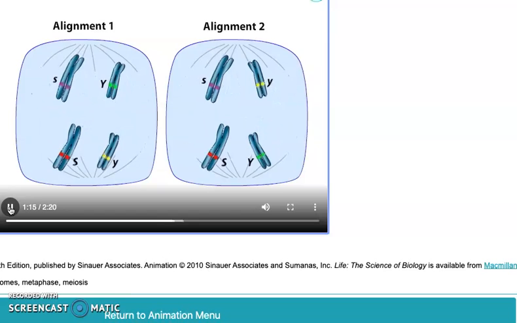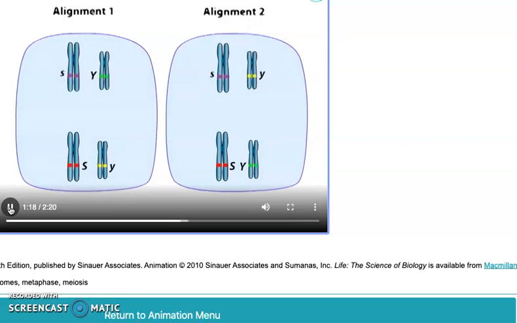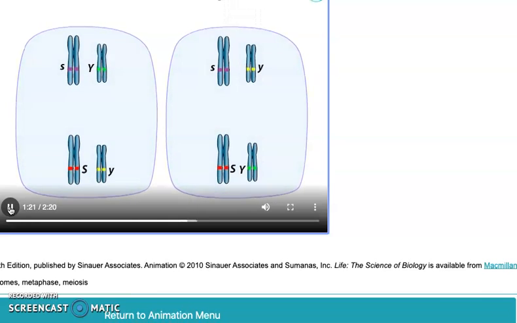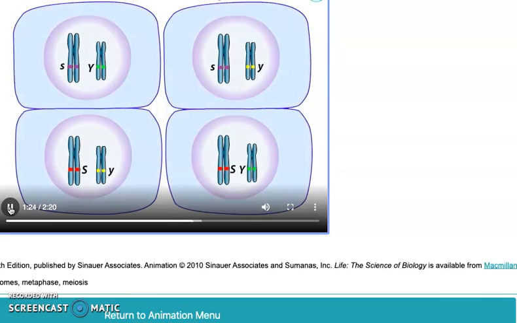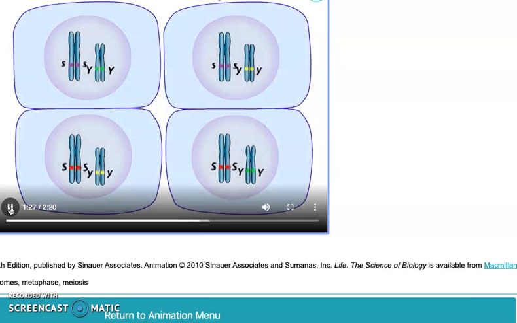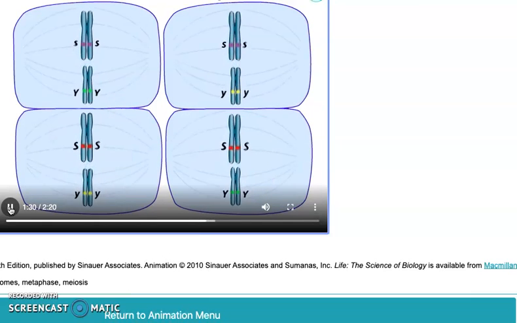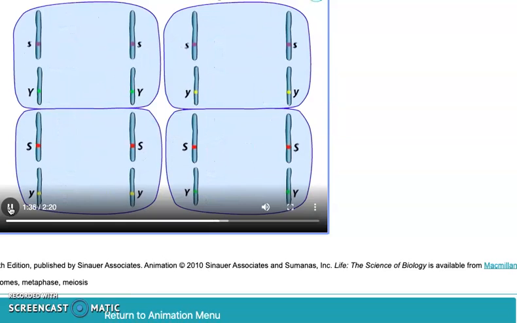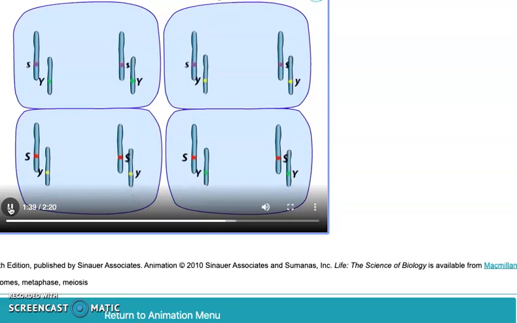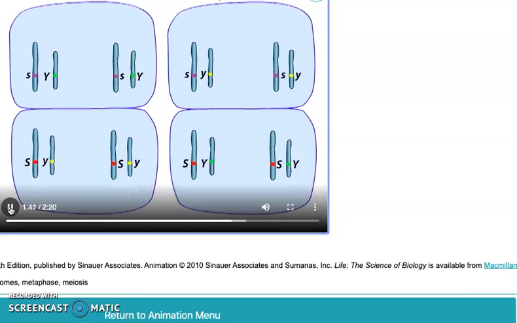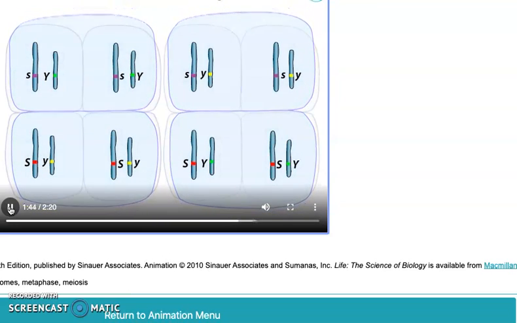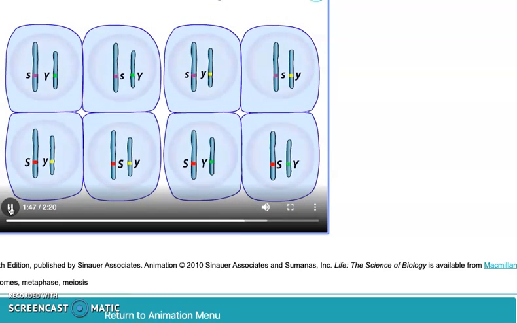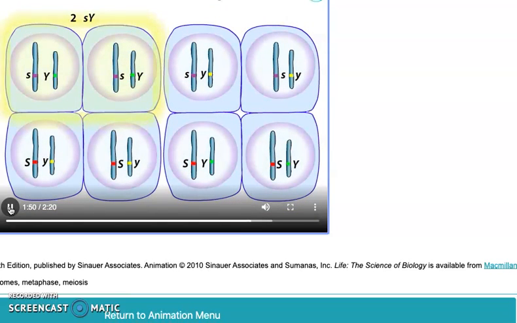From a large pool of cells that initiate meiosis, on average, half of them adopt alignment 1, and the other half adopt alignment 2. During the second half of meiosis, the 2 cells from each alignment divide into 4 haploid cells. The result is an equal number of the possible genotypes: little s, big Y; big S, little y; little s, little y; and big S, big Y.